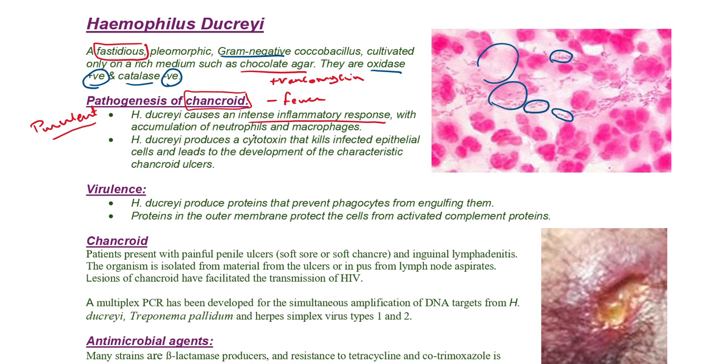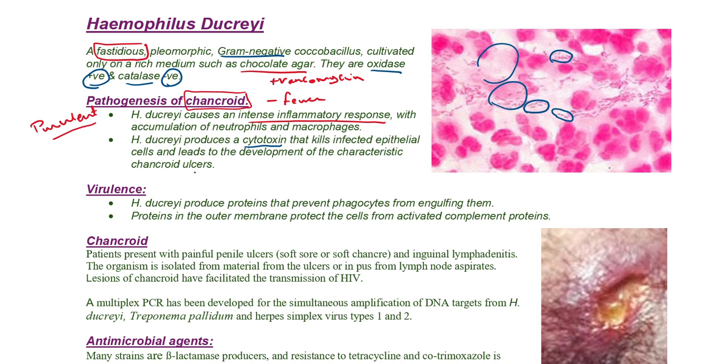Haemophilus ducreyi produce cytotoxin that kills the infected epithelial cells, and this is the cause of the pus formation and the necrotic tissue formation. This leads to the development of characteristic chancroid ulcer.